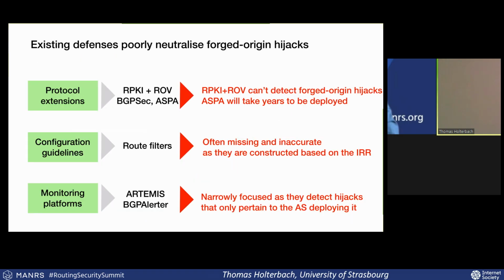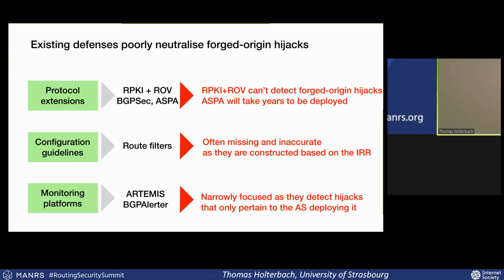And the bad news is that the existing defenses actually poorly neutralize those hijacks. Why? Because RPKI plus ROV cannot detect forged origin hijacks. BGPsec and ASPA will probably take years to be deployed, if they are deployed at all. Route filters are often missing and inaccurate. And finally, ARTEMIS and BGP Alerter are narrowly focused because they could detect type 1 hijacks, but only the ones that pertain to the AS deploying the system.